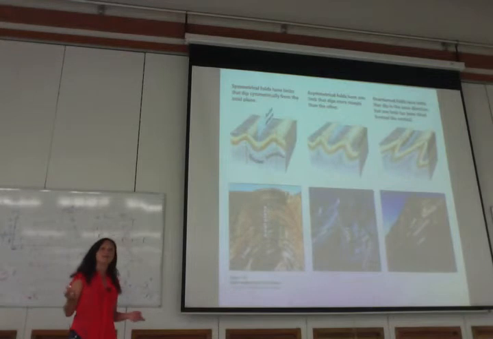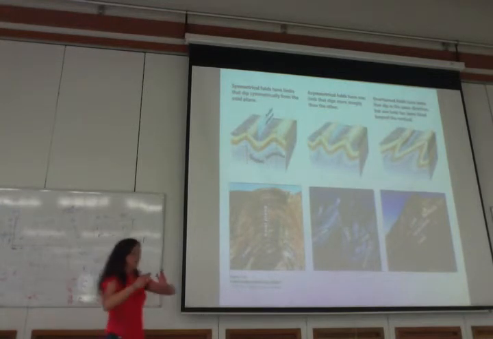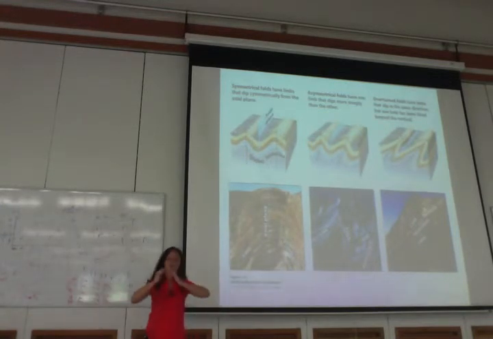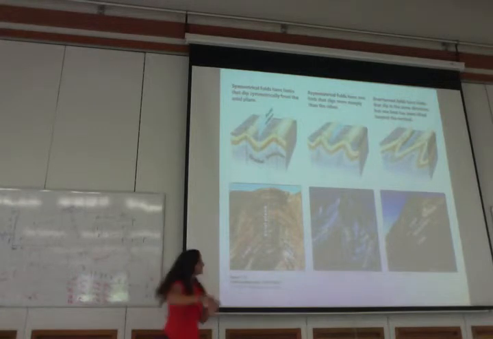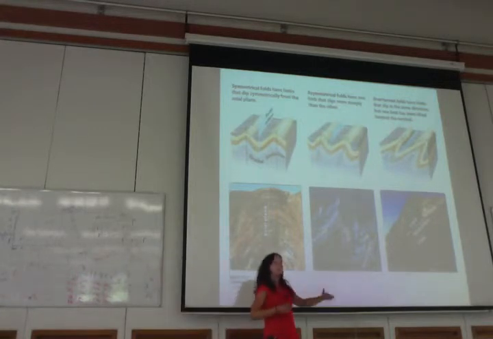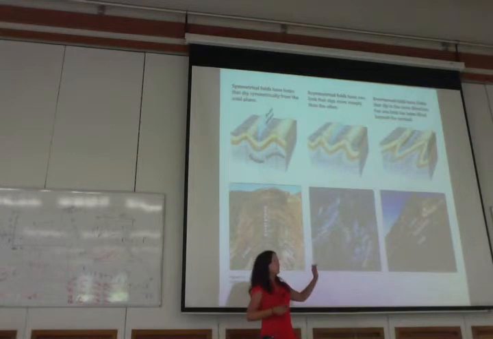And eventually, under more compression, you can actually overturn your fold. So you go from a symmetrical fold to an asymmetrical fold to a fold which is completely overturned. And what happens in those folds is that on this limb, the beds are now upside down. So when we're looking at beds in our sedimentary sequence in the field, that's why it's important to look for clues to see if the beds are the right way up or upside down.